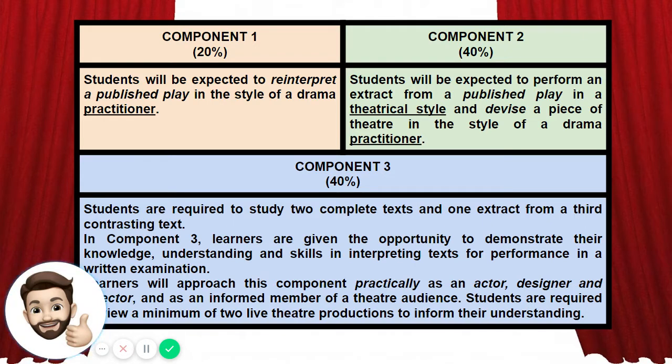Component 3, the written exam, you'll be looking at 3 plays in total. You look at 2 plays in their entirety, and then for the 3rd play, you'll only be looking at a given extract. This extract is given a month or 2 before the real exam, and it's where you apply all your learning to a couple of pages of text.